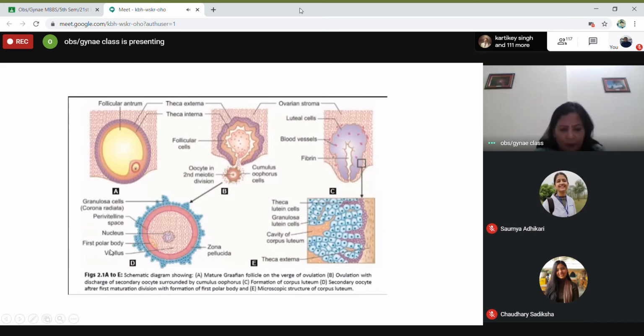So this is the nucleus of the oocyte, and after ovulation there will be formation of the first polar body. This is the zona pellucida, and on the outer side are the granulosa cells. Now this is the corona radiata covering the perivitelline space.